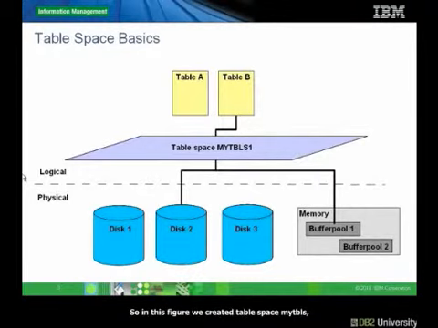So in this figure, we created table space my tables and associated it with these two and buffer pool 1. Then we created or altered table B and indicated that this table be associated to table space my tables 1. This is how you can tell DB2 which physical sources you want to use for your physical table.